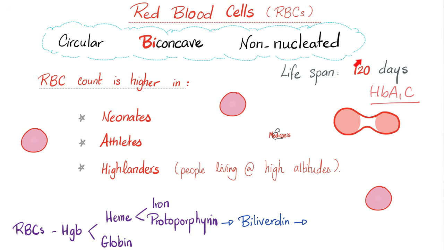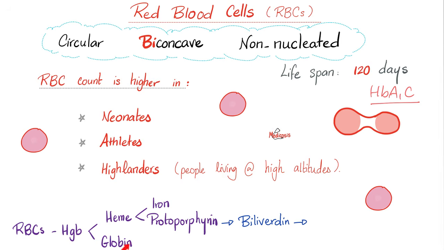Where do we get 3 to 4 months from? It's the lifespan of the red blood cells. Again, everything makes sense. Red blood cell count is usually higher if you're a neonate, an athlete, or someone who lives on top of a mountain. Why? Because these people have too much EPO, erythropoietin, which tries to make the erythrocytes, which are your red blood cells. Erythro means red.